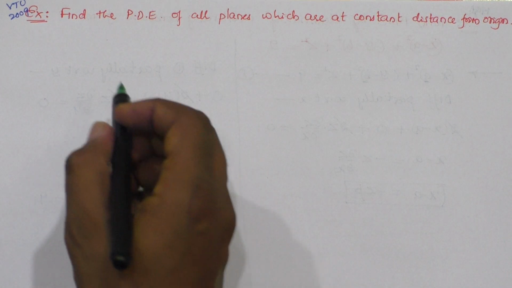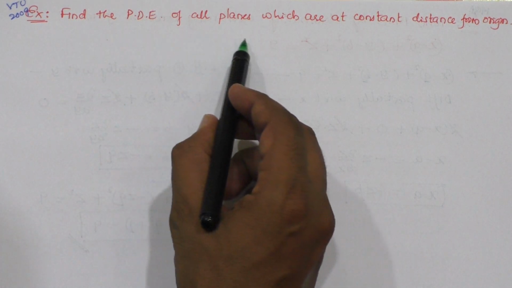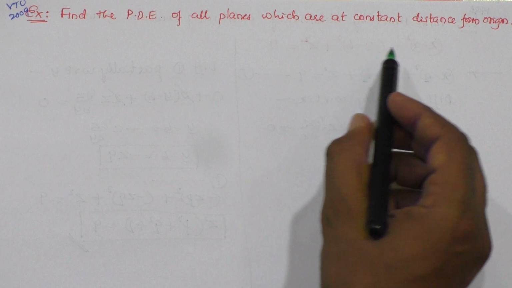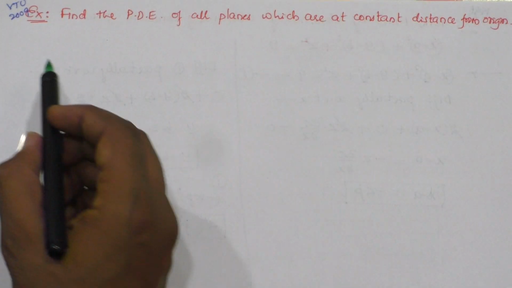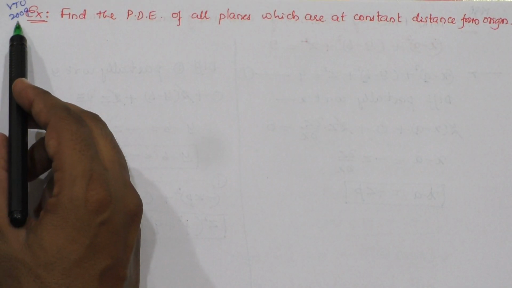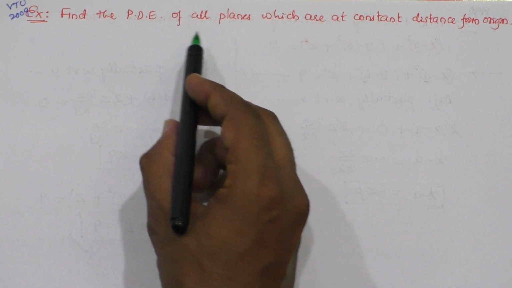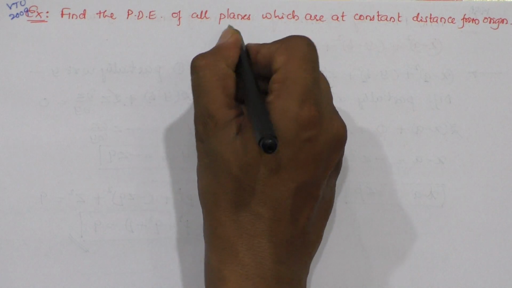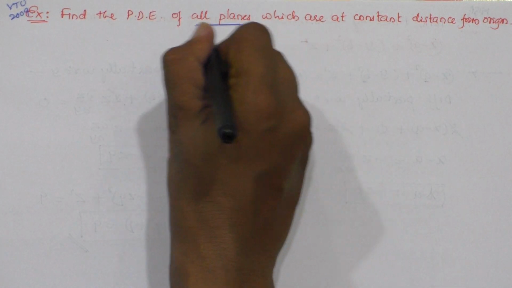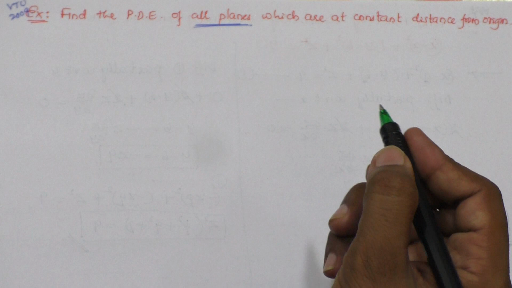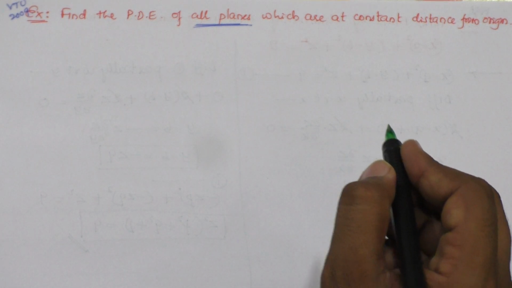Let us solve another problem. Find the PDE of all planes which are at a constant distance from the origin. This was given in VTU exams in the year 2009 for 7 marks. Before going for the PDE, you must know the equation of a plane, which we learn in solid geometry, in 3D geometry.